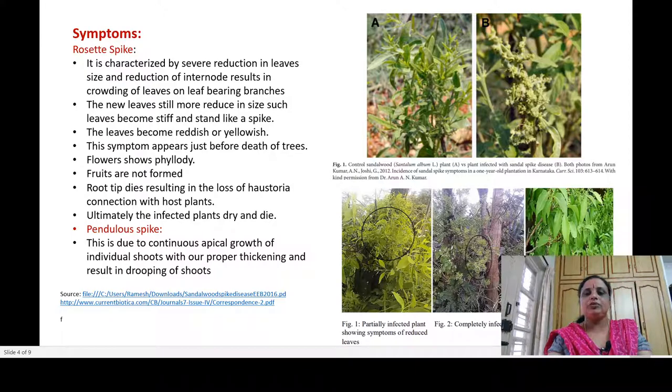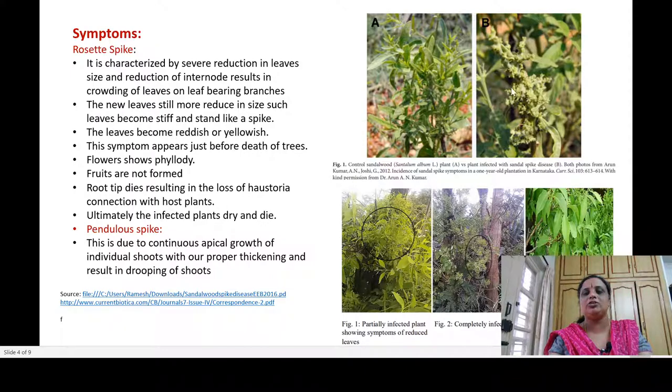Do you know what an internode is? The space between two nodes is called an internode. The nodal region is where the leaves arise, and the space between these two leaves or nodes is called the internode. If the internode distance is reduced, what happens? Crowding of the leaves on leaf-bearing branches. It is in the case of rosette spike, where you can find severe reduction in the size of the leaves, and also a reduction in the internode distance. So if the internode distance is reduced, what happens? The crowding of the leaves.